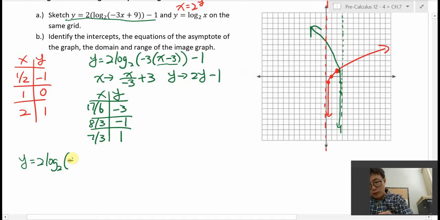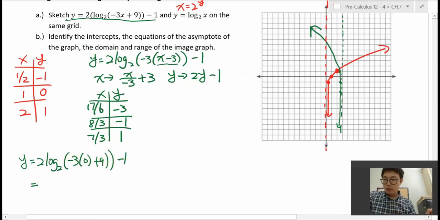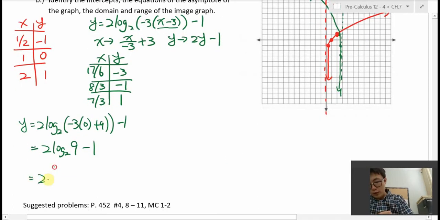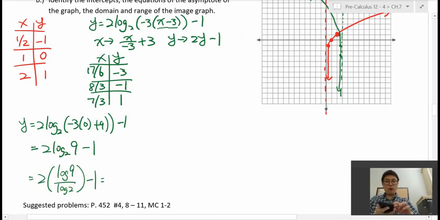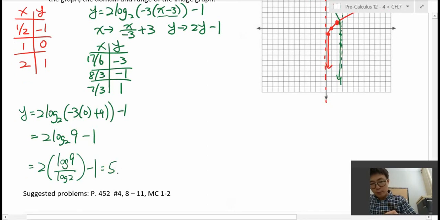So I get 2 log base 2 of negative 3 times 0 plus 9, minus 1. Now you probably need a calculator because this becomes 2 log base 2 of 9 minus 1. Negative 3 times 0 is 0, plus 9 is 9. We can then change this into a different base. This is going to be log 9 divided by log 2 with base 10. So put 2 times log 9 divided by log 2, and then minus 1, into the calculator. The y-intercept is approximately 5.34. So that's my y-intercept.